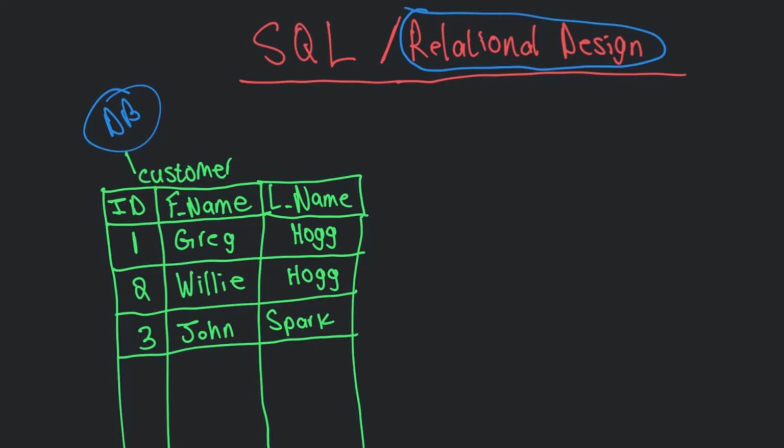So here's one table in the database. It's called customer. It has information about the customers in the database. So let's say that this database is actually for a store. It's representing some store. So we have 3 columns, an ID field, a first name and a last name, and we have 3 entries or 3 different rows of customers. So we have one customer which has the name Greg Hogg, another customer which has the name Willie Hogg, and a third customer which has the name John Spark.